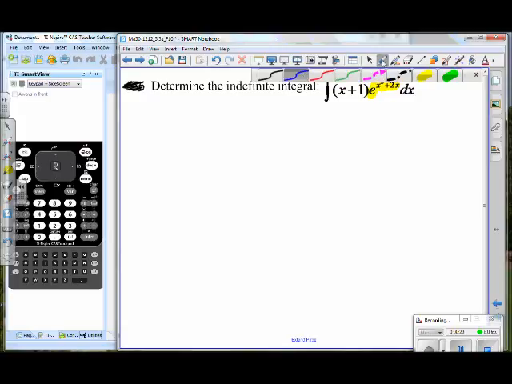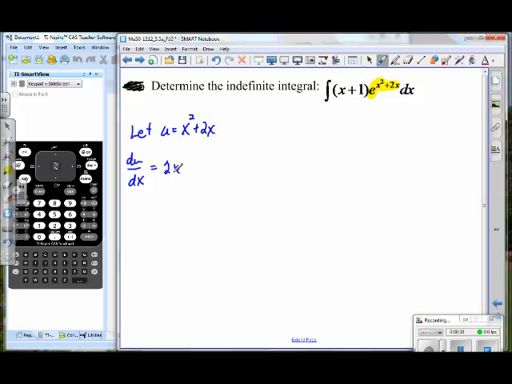So we're going to begin by saying let u equal the inside function, which would be x squared plus 2x. Then we're going to take the derivative of u with respect to x, and that would be 2x plus 2. We see up here that we have a differential x. We also have an x plus 1. So one thing we could do is to rewrite this as e to the x squared plus 2x power, and then put x plus 1 dx together.